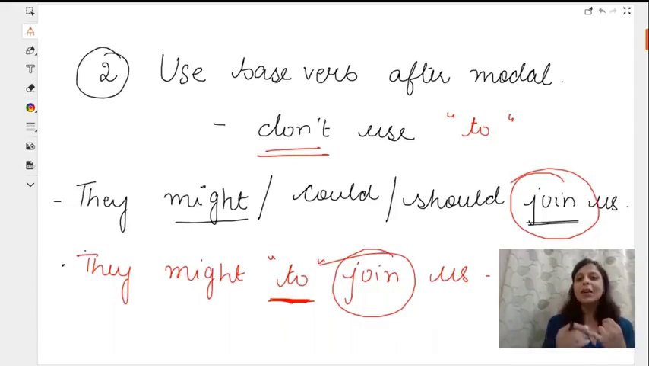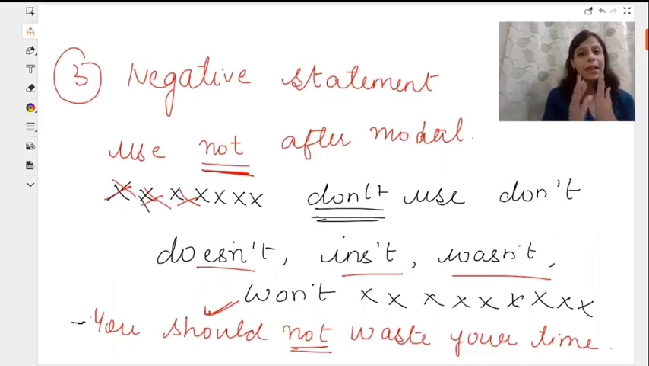Okay, the third important statement and thumb rule is that whenever you're making a negative statement, please don't use don't, don't use doesn't, don't use isn't, don't use wasn't, don't use won't, right? If you have to make a negative statement with modals, use not after it, right? So doesn't, don't, isn't, they won't work well.